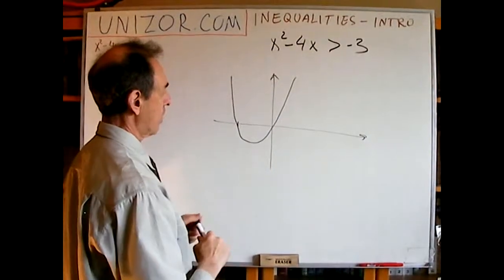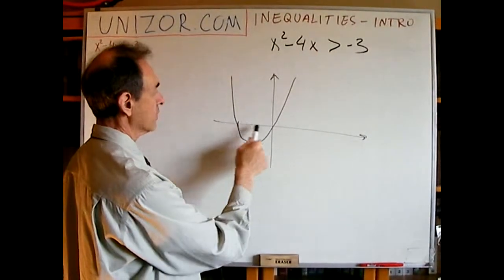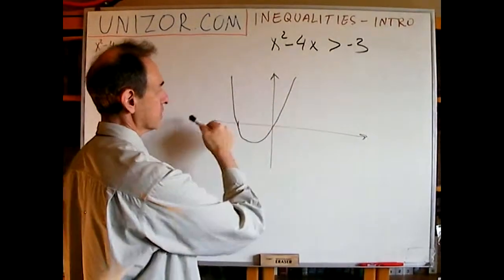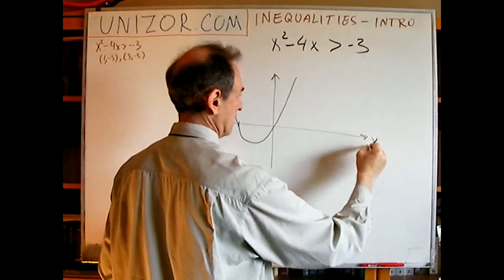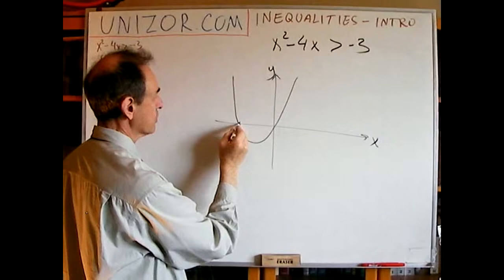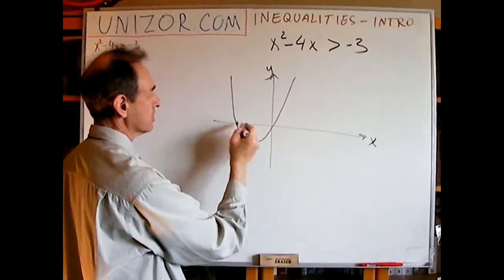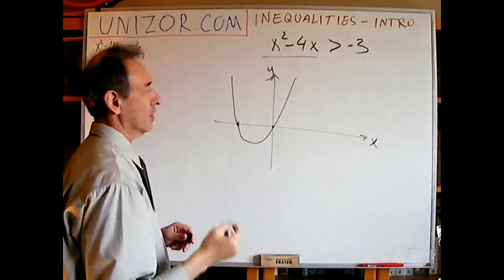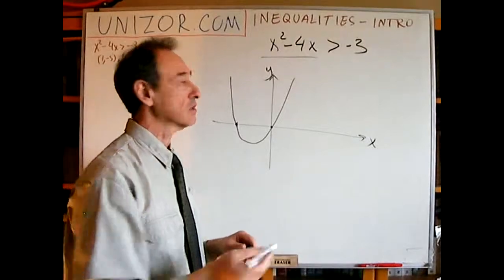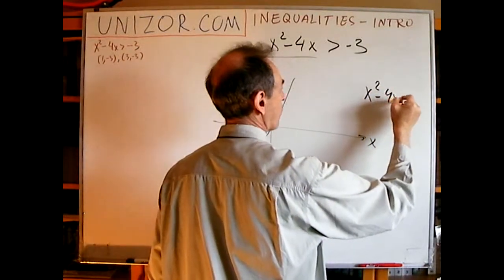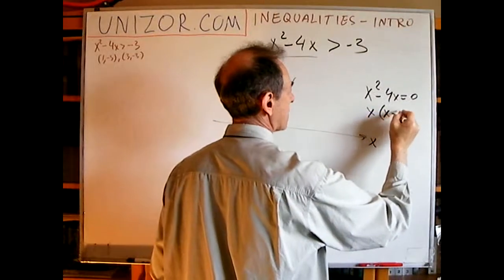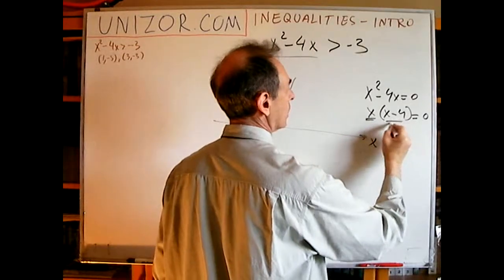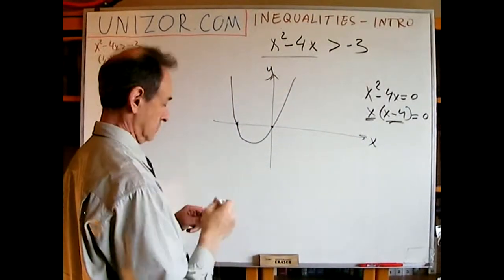The roots of this parabola, so where the parabola is equal to 0, are the points where it intersects the x-axis, right? So if x is equal to this, y is equal to 0, and if x is equal to this, y is equal to 0. Now, looking at this, what are the roots? What are the solutions of the equation x squared minus 4x equals 0? Well, obviously x times (x minus 4) is equal to 0. So one is x equals 0, another is x equals 4, right?